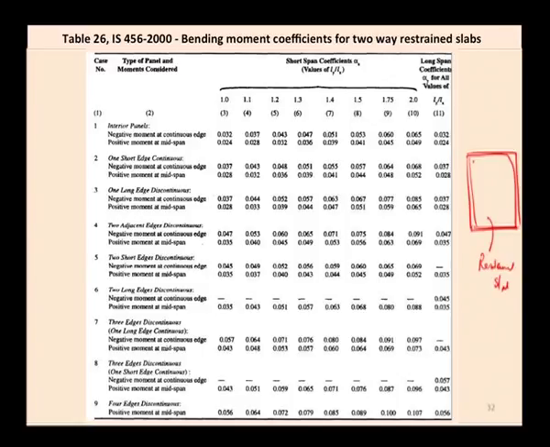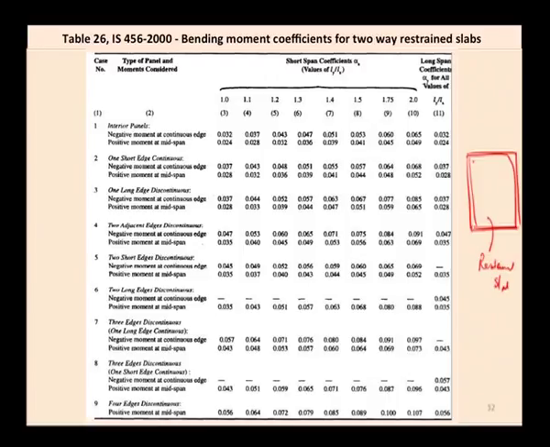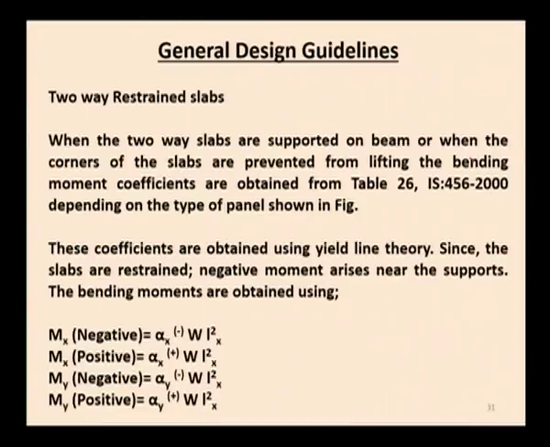What about the examples of other cases? There are various panels, and there are moment coefficients for the various cases. One is the interior panel, another is one short edge discontinuous, third is one long edge discontinuous, next is two adjacent edges discontinuous, fifth is two short edges discontinuous. In a similar manner, the various categories are given for finding the bending moment. So, how do we find this?